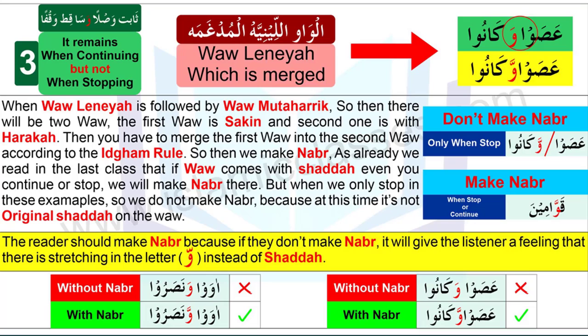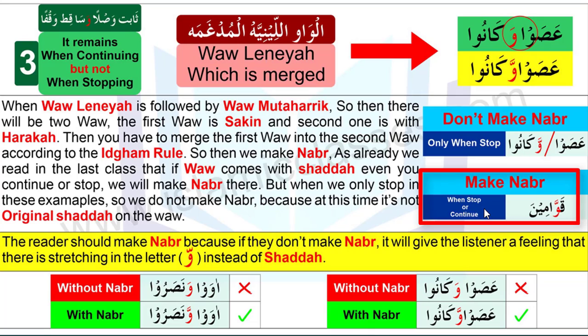If you stop on this type of places, you don't need nabr. So that's why we read here, but not when stopping. Like, but not means we do not make nabr when we stop. So we are stopping here, asaw wakanu. So it is clear like there are already two waw. We do not need to make nabr.